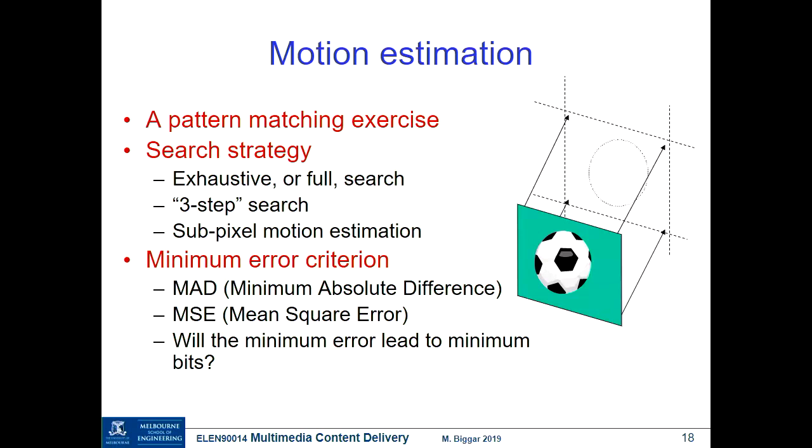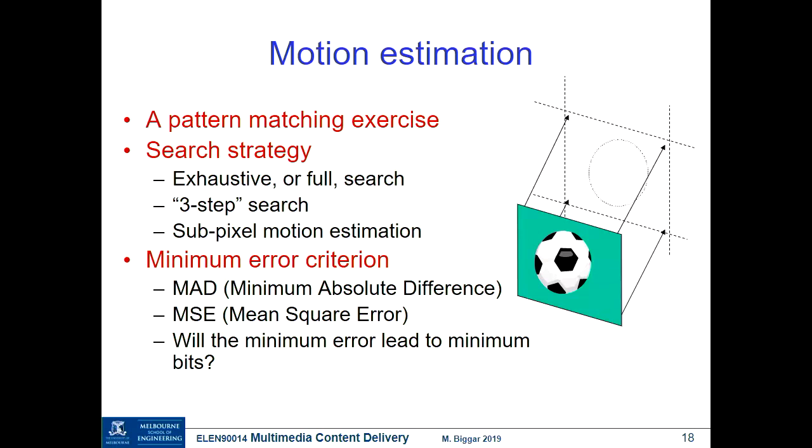Anyone have any thoughts about this? If we minimize the error, will that necessarily lead to minimum bits? No? Why do you say? It'll be the closest to the original uncompressed video, but that doesn't necessarily mean that we've minimized the file size. Yeah, that's right. So on average we would expect the smallest error to lead to the minimum number of bits, but ultimately it depends on the particular statistics of that difference signal. So there's no guarantee. It's not completely deterministic.